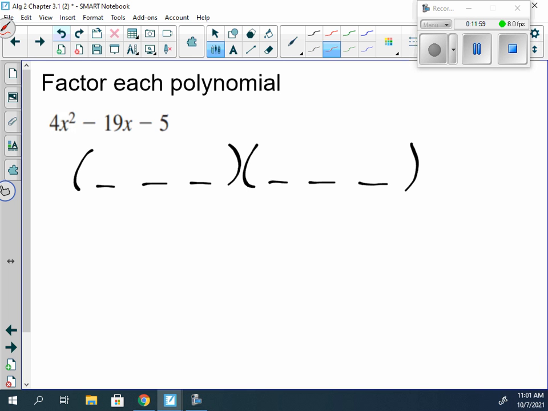Step number 2, step number 3 is to find the sign. So if the third term is positive, the signs are the same and they match the sign of the middle term. If the third term is negative, the signs are opposite. Was our third term positive or negative? Negative. So if it's negative, the signs are opposite. So one would be positive and the other would be negative.